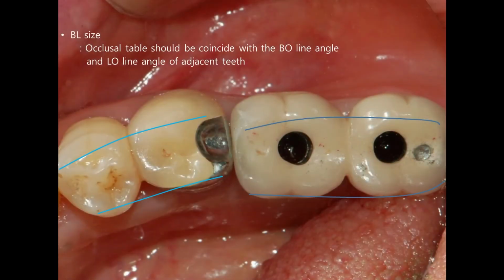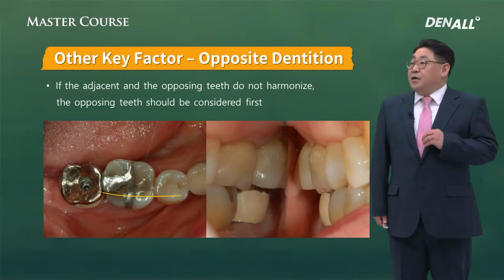Let me show you a case. Prosthesis is made like this. When you make a decision like this, you can see that the occlusal line angle between adjacent tooth and implanted prosthesis are not aligned. If posterior prosthesis is fabricated like this, it can lead to food impaction or discomfort. There can be reduced efficiency of mastication, such as cheek biting.